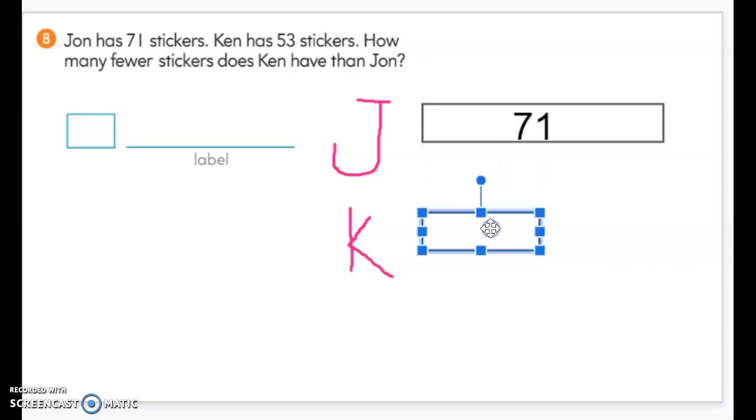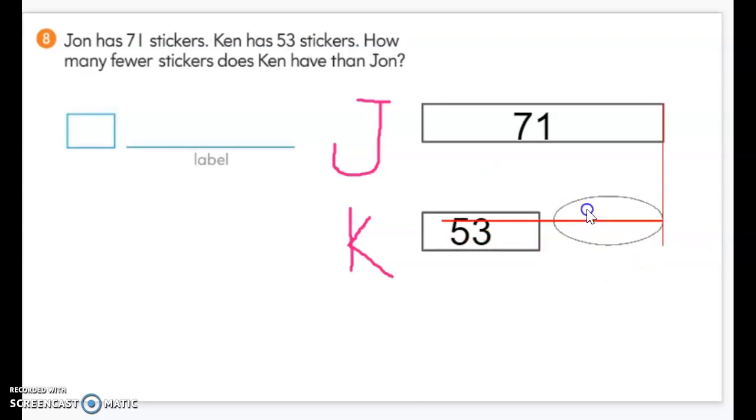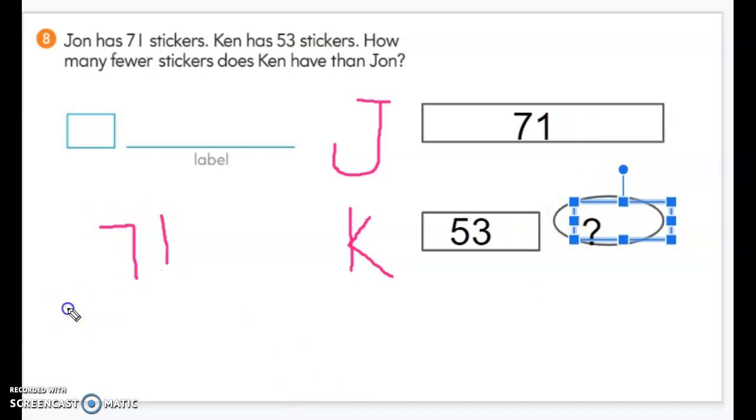So my comparison bar is going to be shorter than 71. We know he has 53, so we're going to put 53 in there. And then our unknown is from here to here. How many fewer stickers does Ken have than John? So then I can do my adding up method. 53 plus what equals 71, or subtraction. 71 minus 53 equals what?